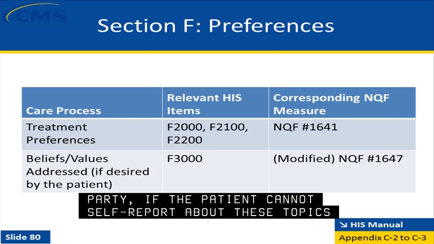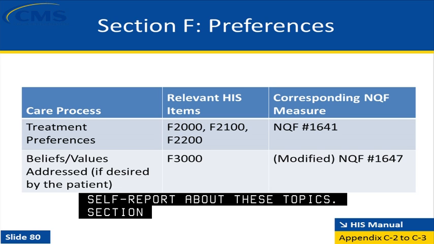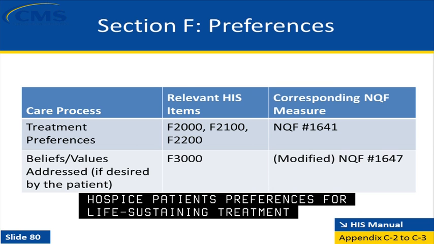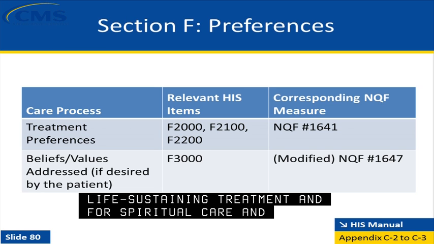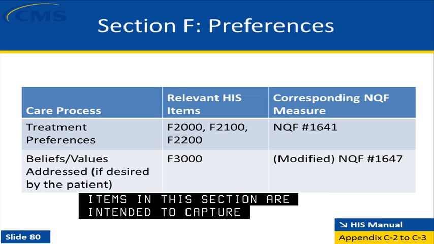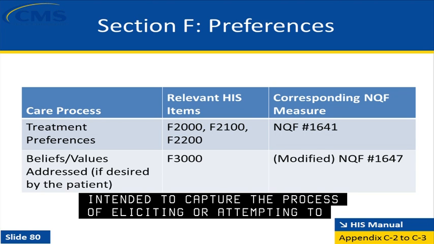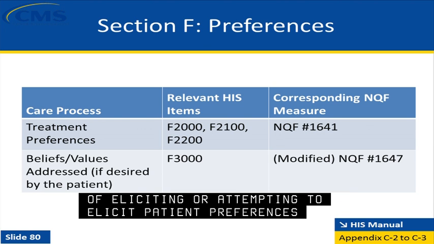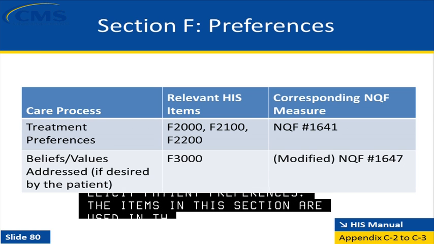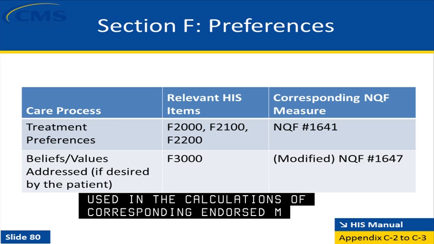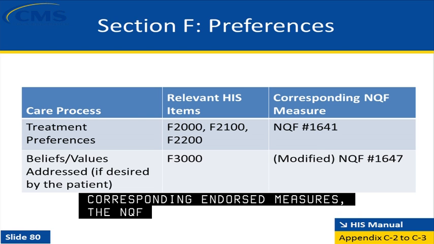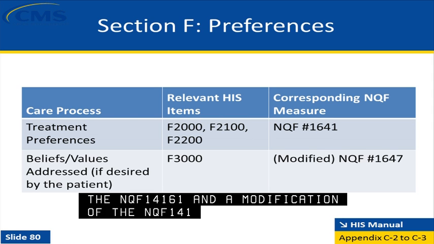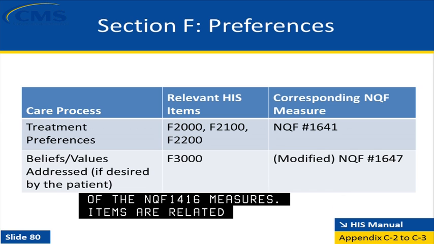So Section F pertains to the hospice patient's preferences for life-sustaining treatments and for spiritual care. And again, items in this section are intended to capture the process of eliciting or attempting to elicit patient preferences. The items in this section are used in the calculation of two corresponding NQF-endorsed measures, the NQF number 1641 and a modification of the NQF 1647 measures. The items related to the NQF measure 1647 specifically ask about whether the patient or caregivers were asked about their spiritual or existential concerns.